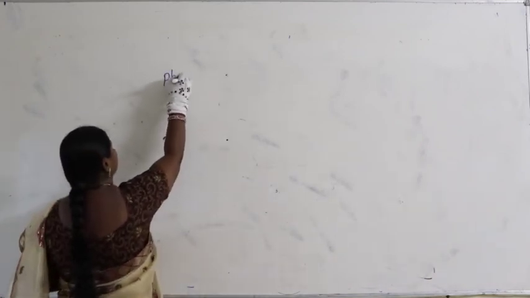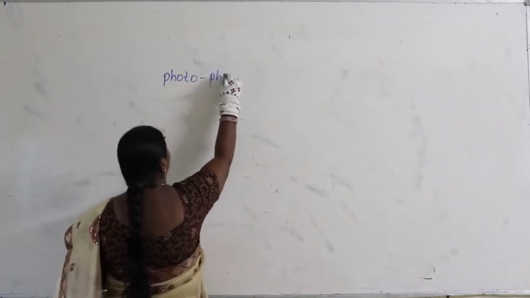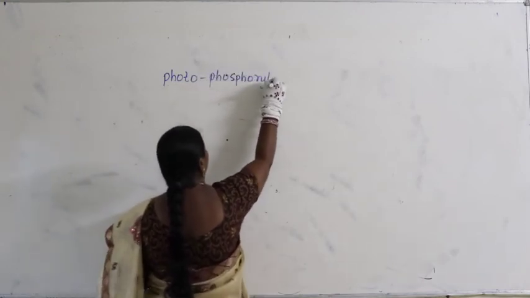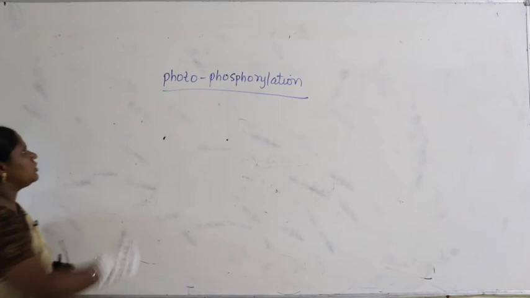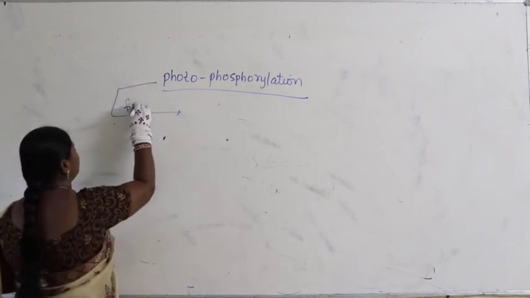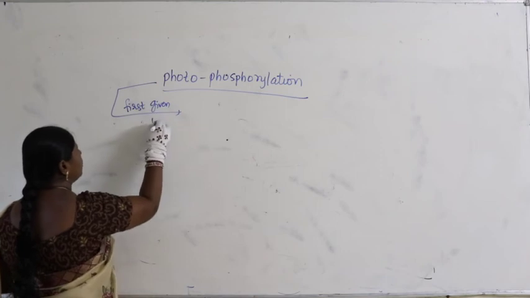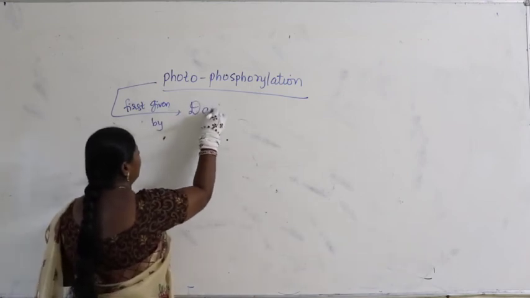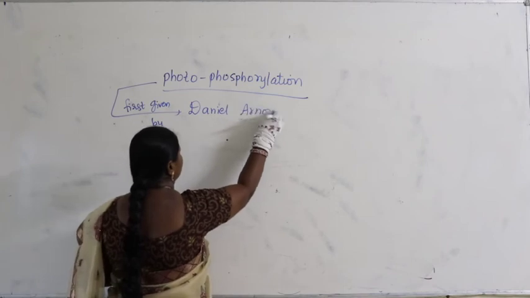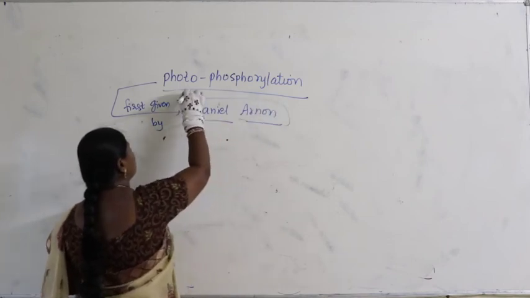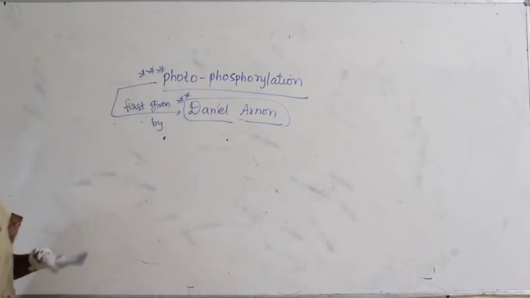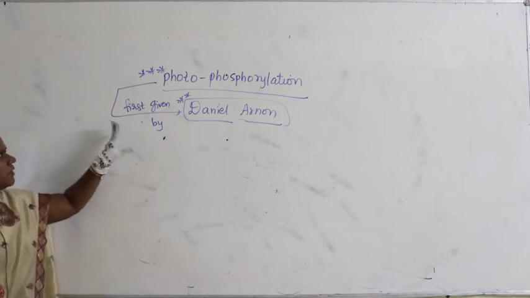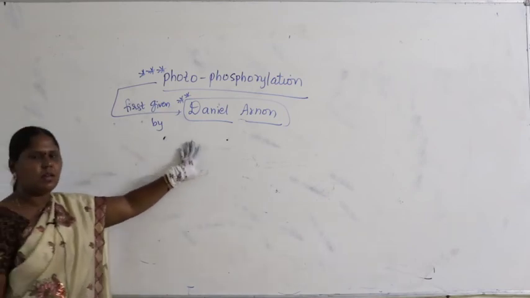What is the next concept we have to start? Photophosphorylation. Photophosphorylation was first proposed by the scientist Daniel Arnon. Very, very important concept. The concept of photophosphorylation was for the first time proposed by the scientist Daniel Arnon.